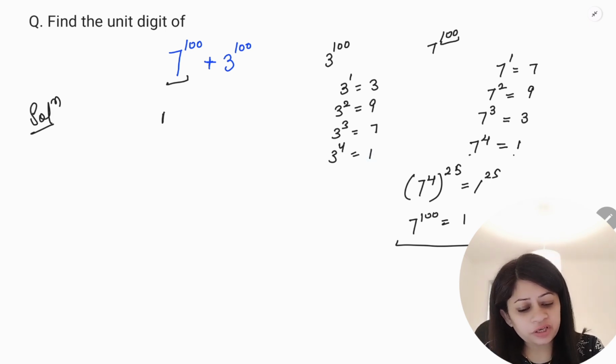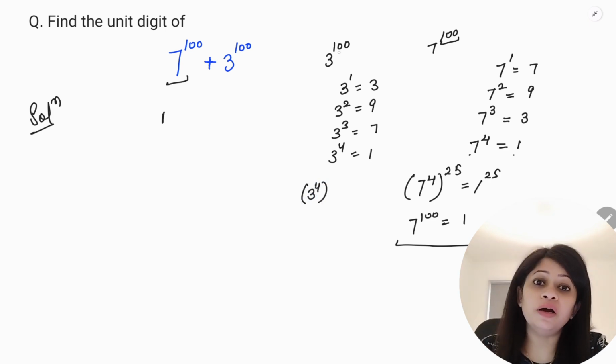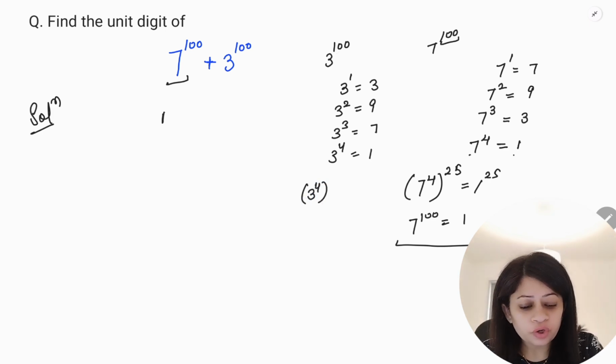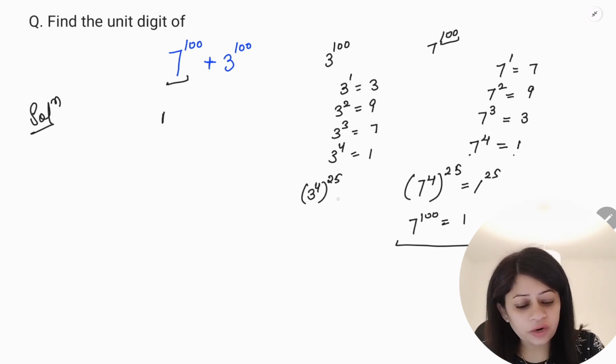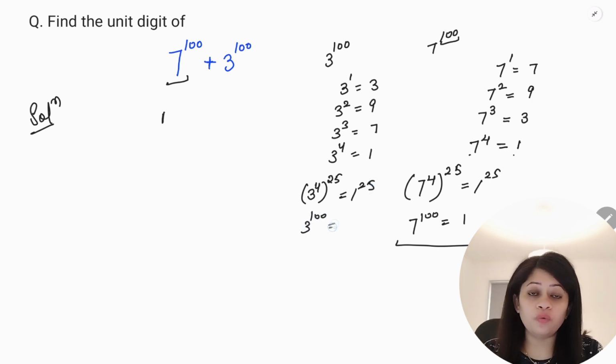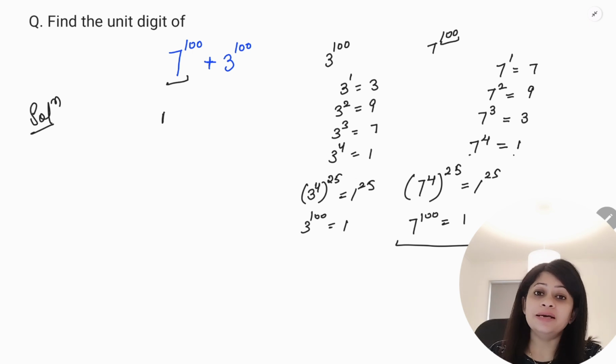Whenever you get the unit digit 1 and then you see your power is 100. If it was 101, then what would you do? You will take 25 here and then would write another 3 here, right? But fortunately we have 100 here, so we do not need to do such a thing. We just need to do 1 raised to power 25, and 3 raised to power 100 is equal to 1. So that means the unit digit of 3 raised to power 100 is equal to 1.